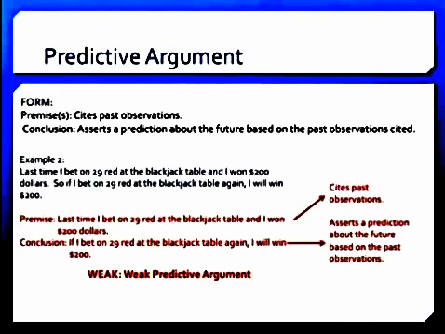Simply because you bet on 29 red at the blackjack table in the past and you won $200 does not give you good reasons to believe that betting on 29 red at the blackjack table again will have you win $200. So in this case, you actually have a weak predictive argument. The name of the predictive argument does not change depending on the quality of the reasoning employed by that argument. So a strong predictive argument is referred to as a strong predictive argument, and a weak predictive argument is referred to as a weak predictive argument.